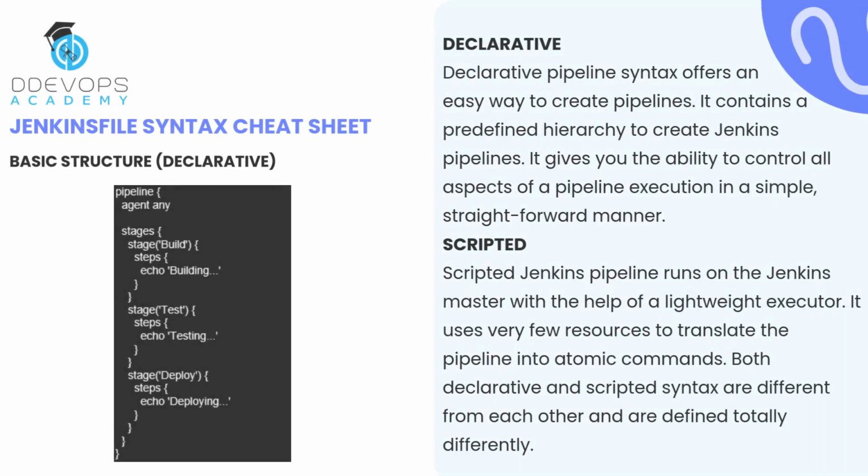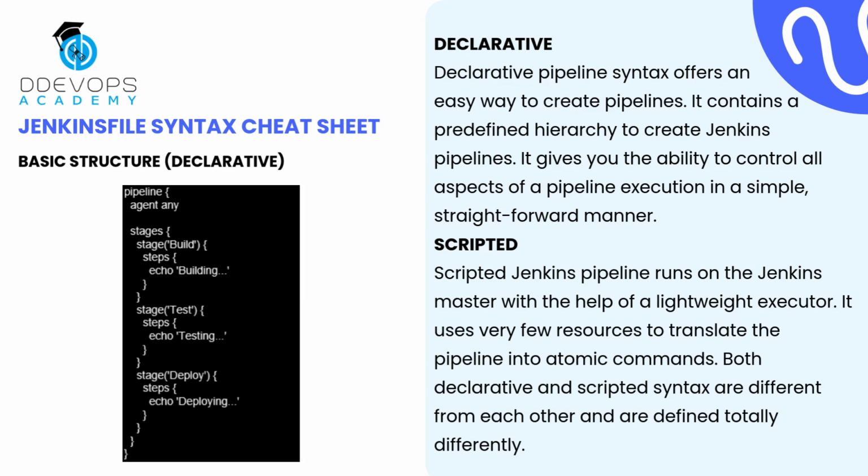Jenkins pipelines can be written in two styles, declarative and scripted. Declarative syntax is simpler, with a clear hierarchy of stages like build, test, and deploy. Scripted syntax offers full flexibility with Groovy, but is more complex. Both approaches let you define CI/CD as code, giving control and automation for your builds.